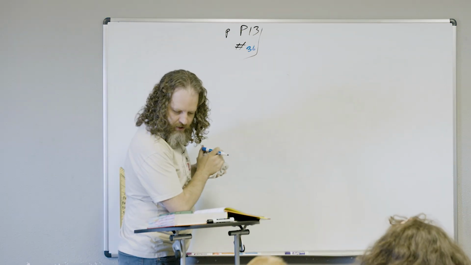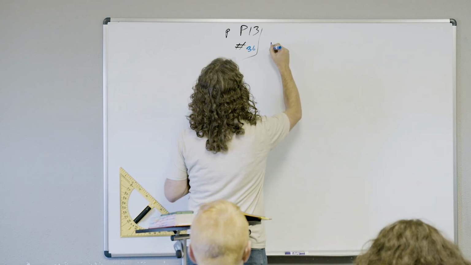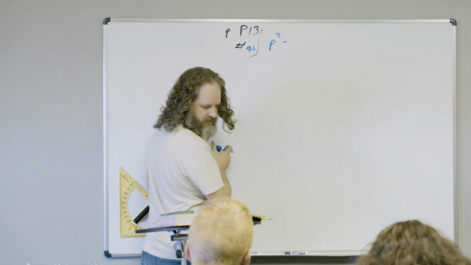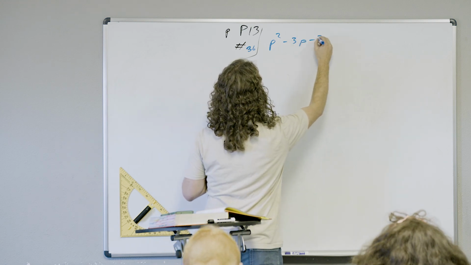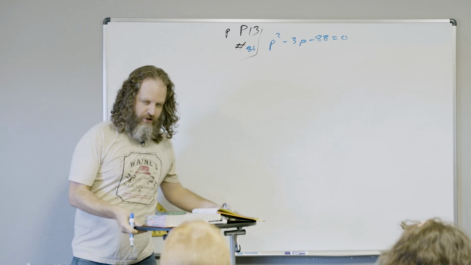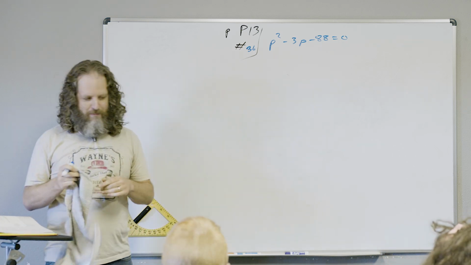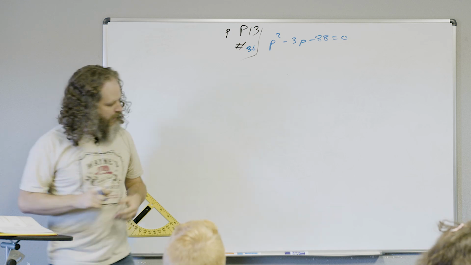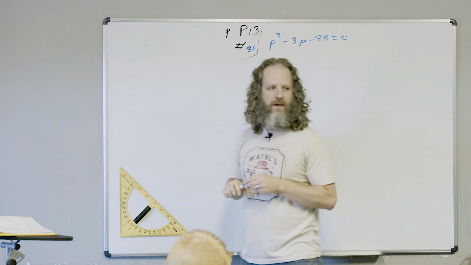Okay, so for 32, p squared minus 3p minus 8. Okay, so we're supposed to solve using completing the square. So we've got to remember how to complete the square. That's our first task, right? Got to remember what it is, why it is, how it is, all the things.